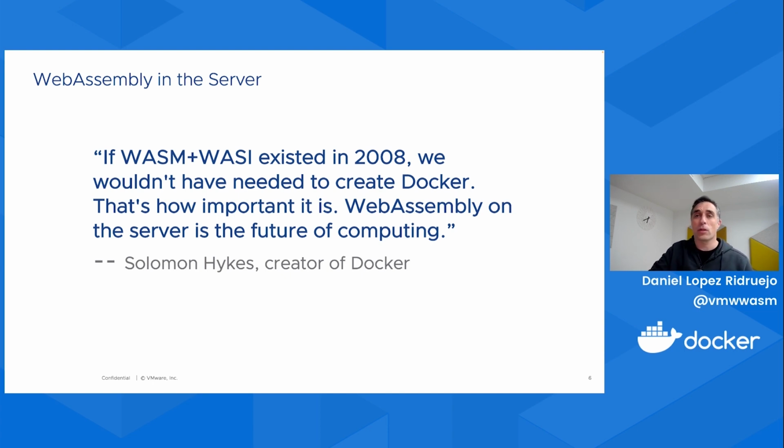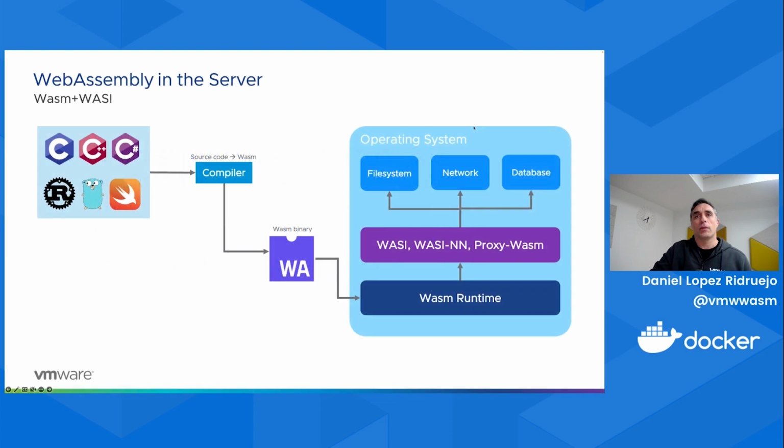So those are big words. By the way, I agree with Solomon. Let's explore it a bit. What does that mean, right? What that means is the first part of the diagram that I showed before is exactly the same. You still get the source code for the program that you want to run in WebAssembly. You compile to the WebAssembly binary, and it still runs in a Wasm runtime.